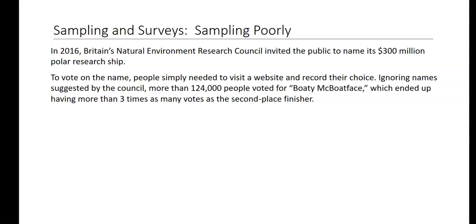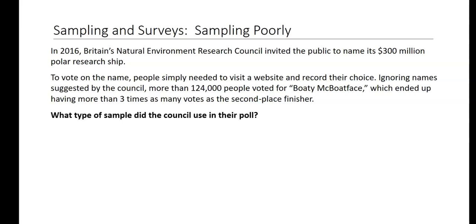In 2016, Britain's National Environmental Research Council invited the public to name its 300 million polar research ship. To vote on the name, people simply needed to visit a website and record their choice. Ignoring names suggested by the council, more than 124,000 people voted for Boaty McBoatface, which ended up having more than 3 times as many votes as the second place finisher. Oh my goodness. What type of sample did the council use in their poll?